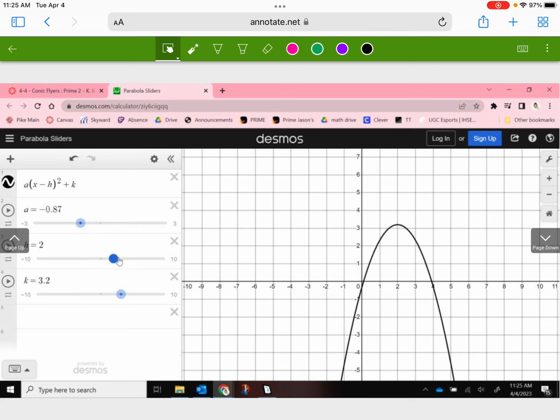So, looking at those questions now, I'm going to put this at 1. Which of these transformations affects our range? Think domain and range.